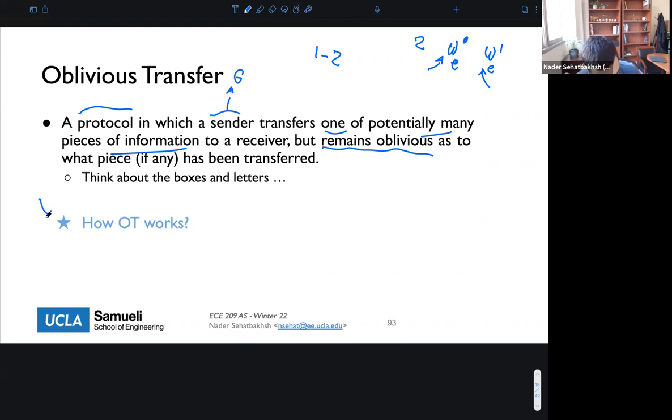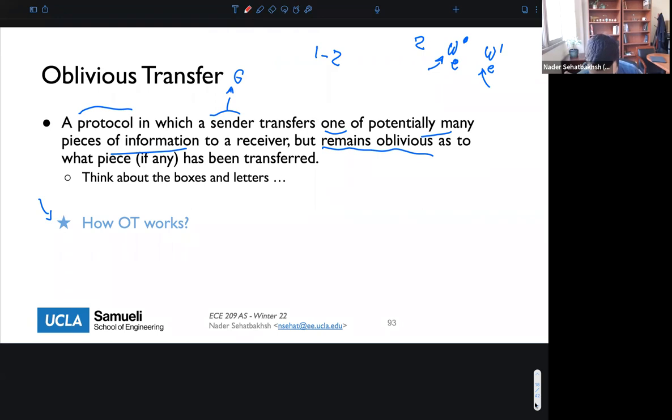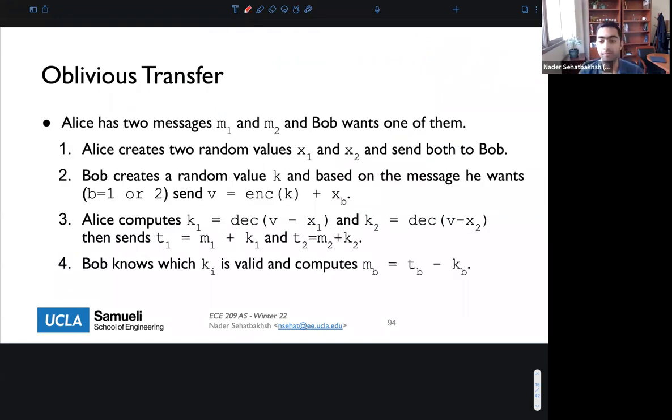So let's see how oblivious transfer actually works. I'm going to give you an example with Alice and Bob to make it more generic. I'm just talking about oblivious transfer at this moment. Just forget about W1 and W2 for a second. So let's say Alice has two messages, M1 and M2. In our example, this becomes WE0, and this is WE1, right?